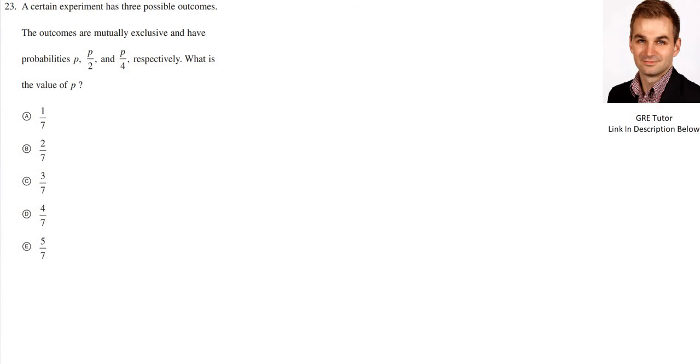Okay, so a certain experiment has three possible outcomes. Let's call them outcome 1, outcome 2, and outcome 3. Now, the outcomes are mutually exclusive, and what mutually exclusive means is that they don't overlap. If 1 happens, 2 and 3 can't happen. If 2 happens, 1 and 3 can't happen. Same thing for 3. If 3 happens, 1 and 2 can't happen. They have probabilities that are respectively p, p over 2, and p over 4. So what is the value of p?